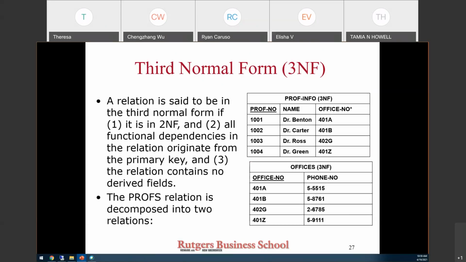So, to avoid such potential inconsistency in the database, the third normal form is sometimes extended to include the constraint that the database not contain any derived fields.